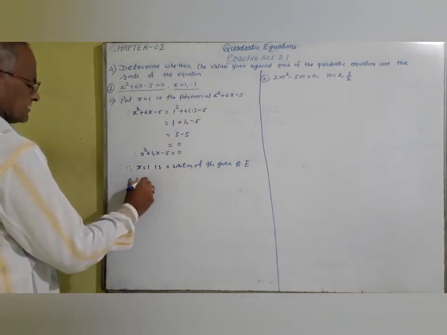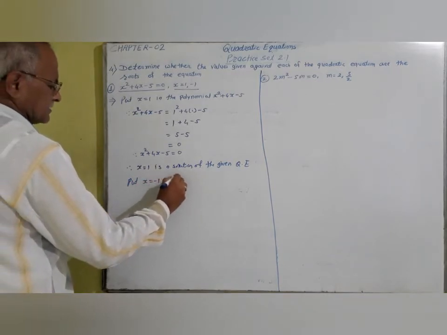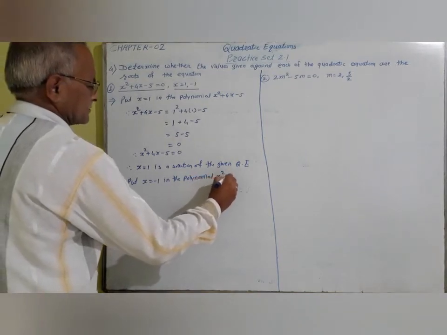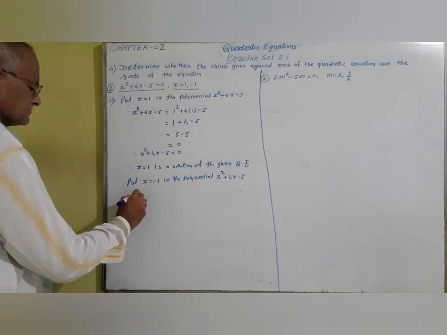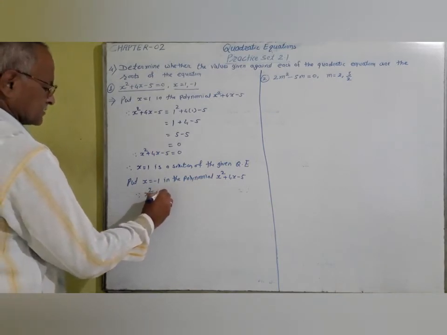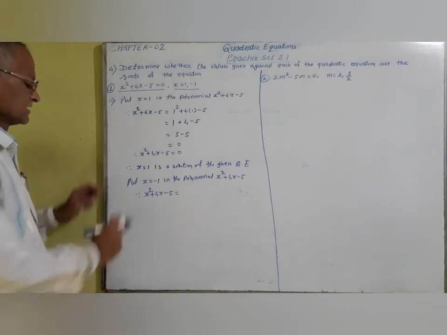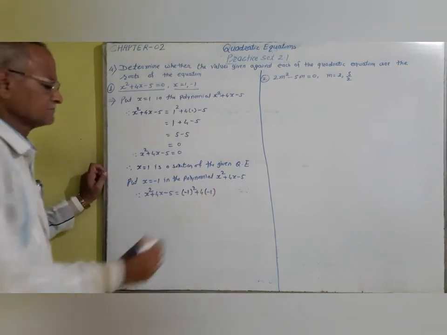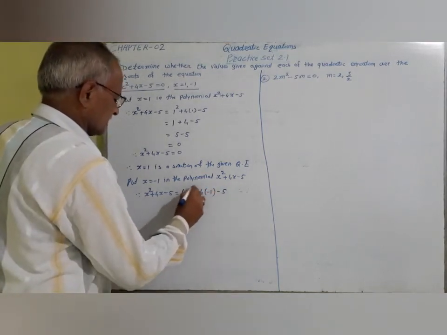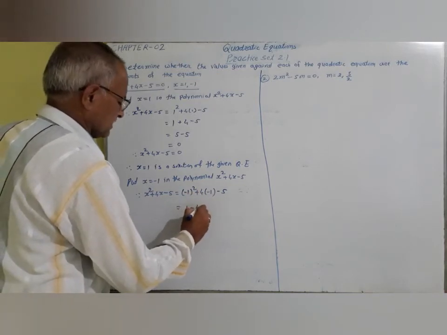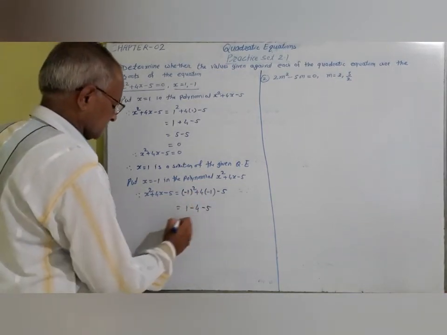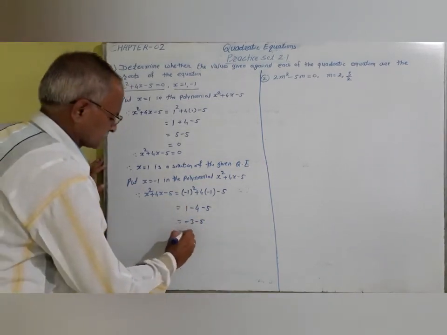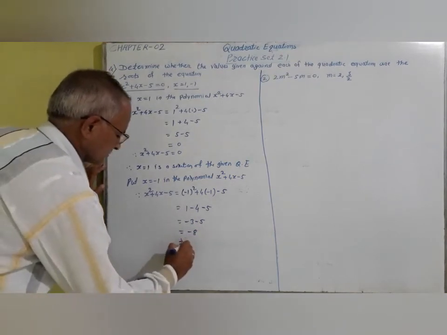Put x is equal to minus 1 in the polynomial x square plus 4x minus 5. Therefore x square plus 4x minus 5 is equal to minus 1 square plus 4 multiplied by minus 1 minus 5, which is 1 minus 4 minus 5. 1 minus 4 is minus 3, minus 3 minus 5 is minus 8. This is not equal to 0.